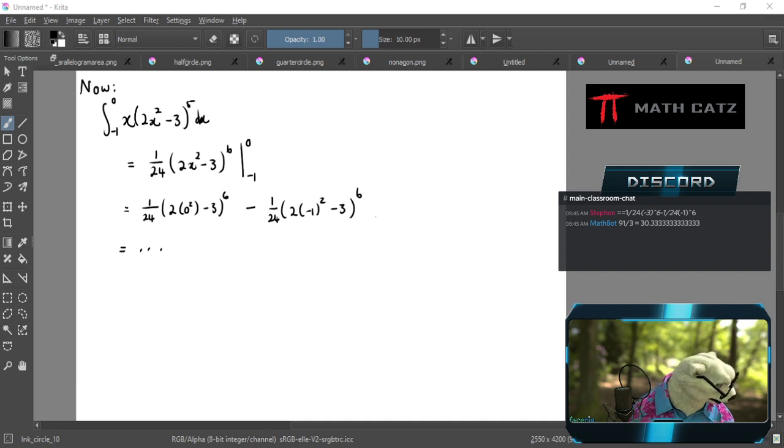Let me just double check. Hopefully that is what you got as well. Let me know if it's not. I have 1 over 24. And then I simplified the bracket because the 0 is just a -3 inside to the power of 6, minus 1 over 24. I simplified that bracket because -1 squared is 1. So I have 2 minus 3, which is -1 to the power of 6. Okay, it looks okay, but let me know. Everyone can make a calculator mistake very easily, especially if you're trying to do it quickly.